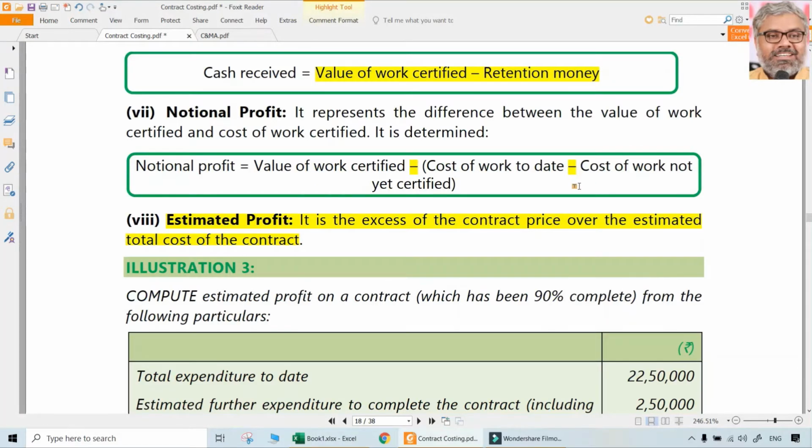What do you do with that? Here we don't do anything with that. At costing level, we just leave it there. Notional profit, if we compute, in general, most of the questions stop at notional profit. And if some further information about future is also given, they may ask us to also compute estimated profit. That's it. Nothing else we do.